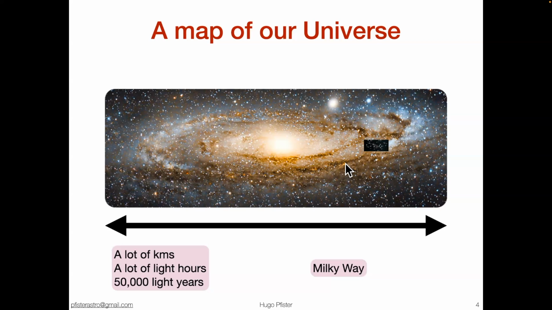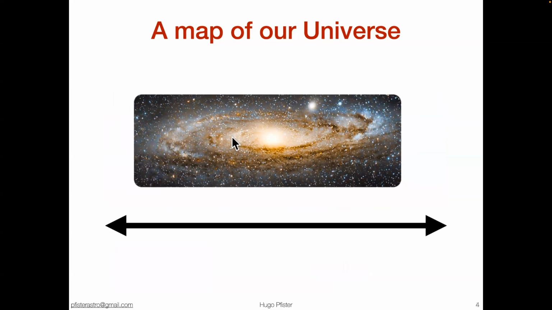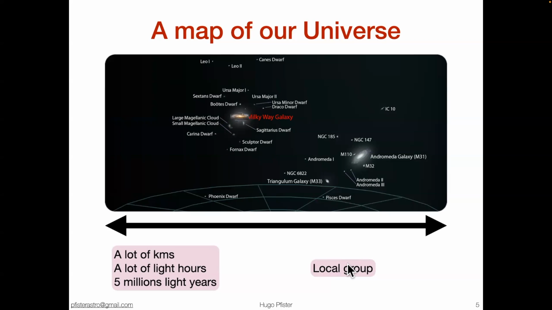But we can keep zooming out, of course. The Milky Way is in the local group. Now it takes 5 million light years to go from one side of the box to the other side of the box. For the astronomer, if you have a telescope and you are in the southern hemisphere, you can see the Andromeda galaxy or the Magellanic Cloud that were used in the past by people on the boats.